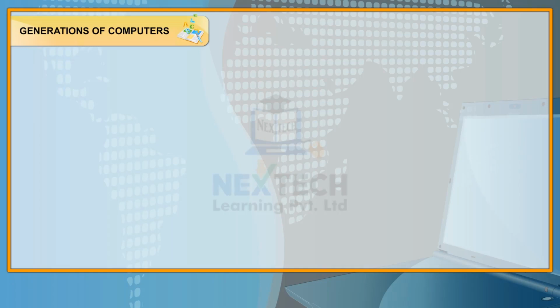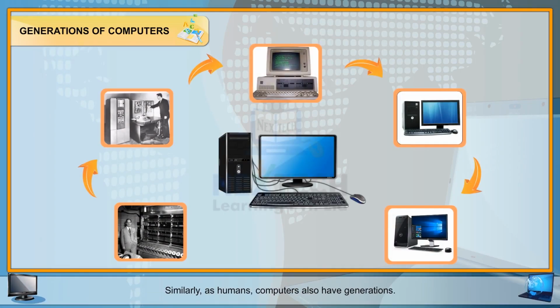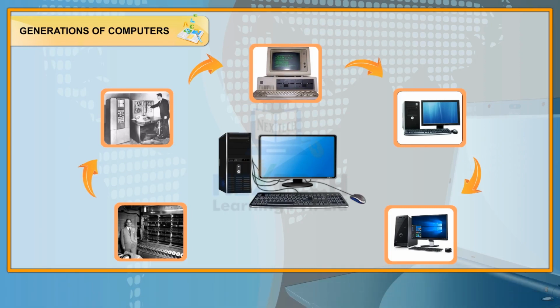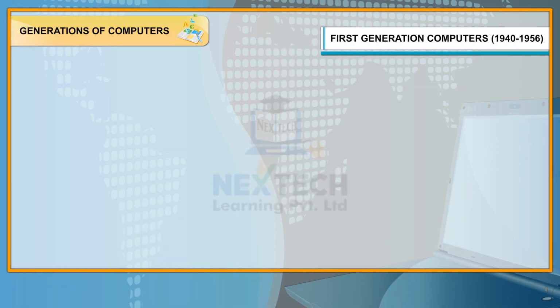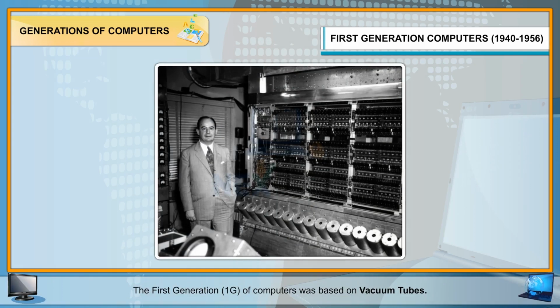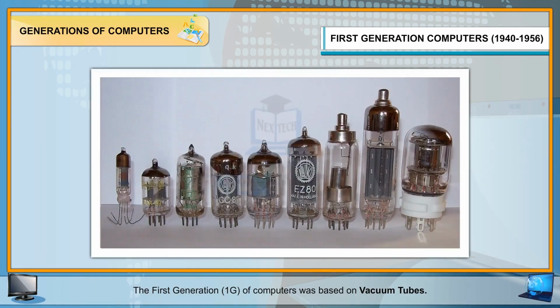Generations of computers. Similarly, as humans, computers also have generations. The generation of computers is based on the development of technology used in computing. First generation computers, 1940 to 1956. The first generation, 1G, of computers was based on vacuum tubes.